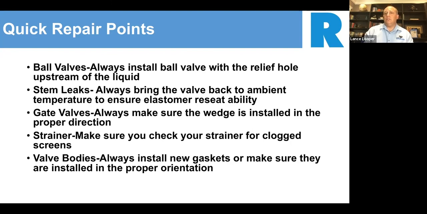The best thing to do is to have one of the guys come out with a pressure washer. They can pressure wash the valve. You can also try to figure out some way to heat it up, turn off the valve, let it heat up for a couple of days, tighten it down, and that normally will put a stop to the leak. Under any other case, you may have to call us and get a new repair kit for it. I give you that rule of thumb because a lot of people forget to bring the temperature back to its normal state so you can repair those. Gate valves, always make sure that the wedge is installed in the proper direction.